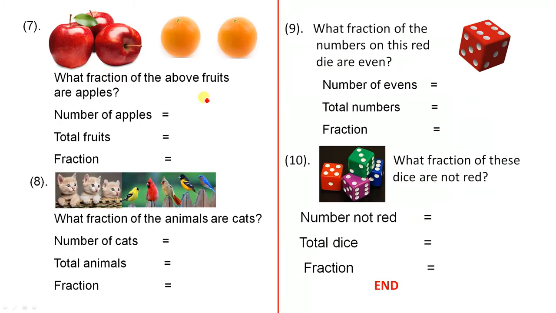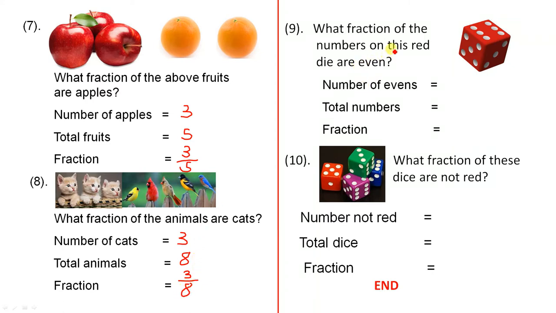What fraction of the above fruits are apples? The number of apples we have is 3. The total fruits you can see is 5. So the fraction that are apples has to be 3 out of 5, which is 3/5. Next one. What fraction of the animals are cats? So how many cats do we have? 1, 2, 3. That's what I see. I see 3 cats. How many animals altogether? 1, 2, 3, 4, 5, 6, 7, 8. So we have 8 animals altogether. So the fraction that are cats will be 3 out of 8.